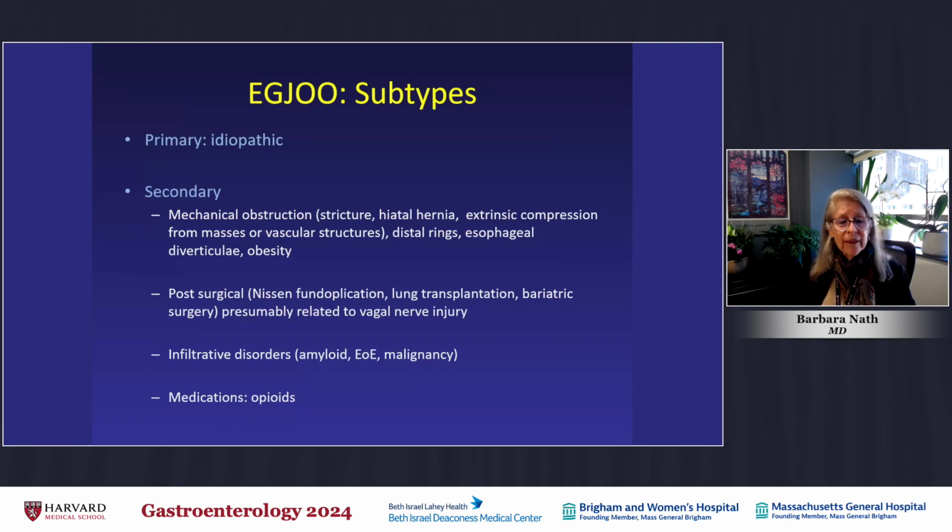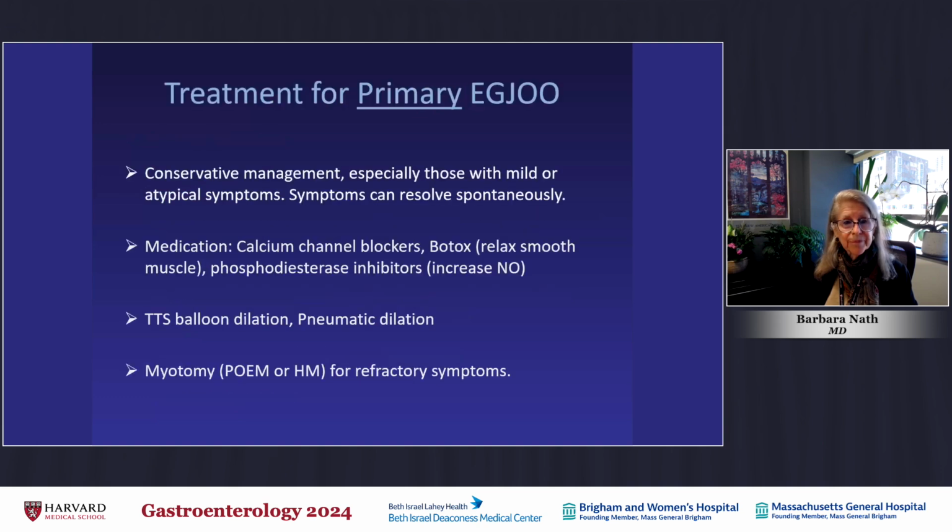And then secondary can relate to anything that causes mechanical obstruction, including diverticuli, hernias, strictures, post-surgically related to vagal nerve injury. So patients who have had Nissens, lung transplantation, bariatric surgery can develop this disorder. Infiltrative disorders at the EGJ, sometimes needing endoscopic ultrasound to clarify. And then, as we mentioned, opioids.